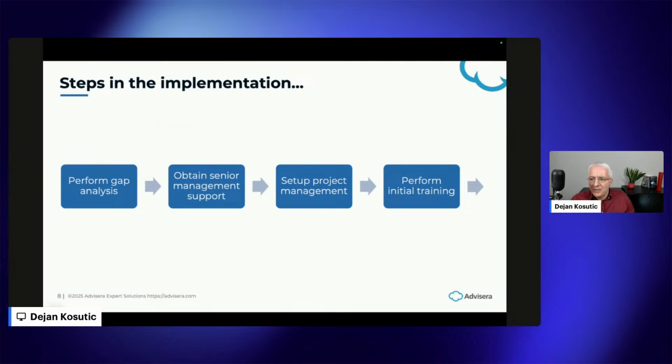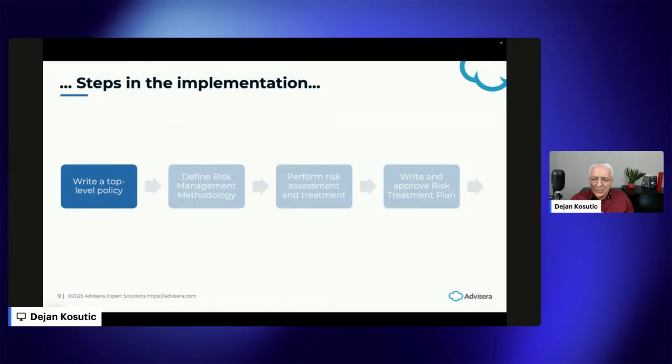Now, the next step is to write the top-level policy. The top-level policy is needed because you want to set the main rules for who is going to control, who is going to be in charge of cybersecurity, what exactly needs to be done, and so on and so forth.